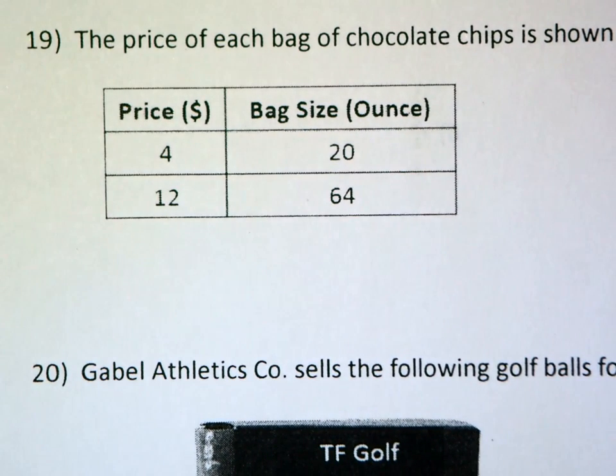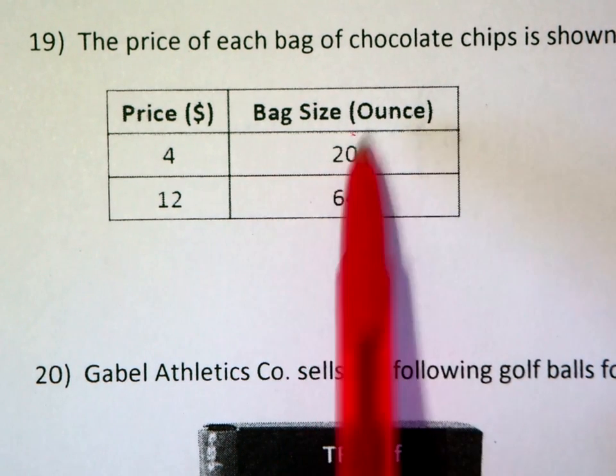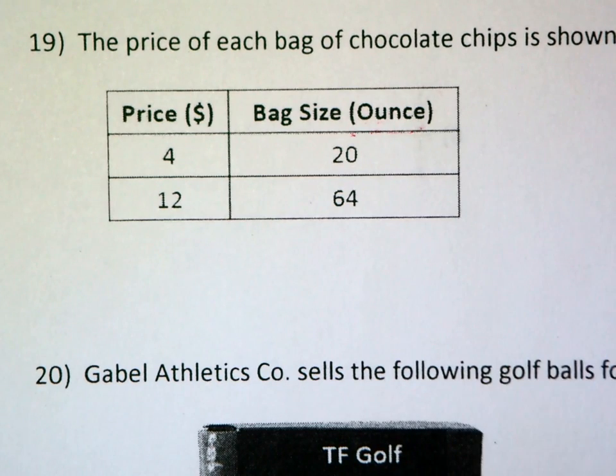On the back, number 19 says the price of each bag of chocolate chips is shown in the table. Which bag is the most expensive per ounce? Again, I'm not going to solve this one because it's very similar to finding the unit rate in the previous one, but I want to give you an idea of how we set it up. Our question asks which bag is most expensive per ounce, so we want to get our unit rate of ounces down to 1.